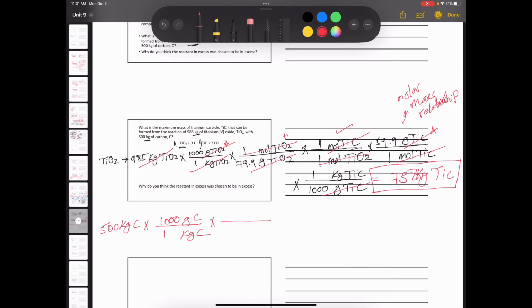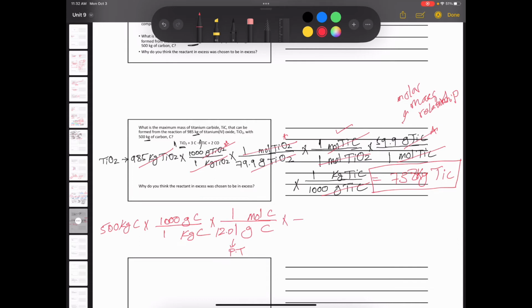I need to convert that into moles before I use my stoichiometric relationship using the coefficients. So in order to convert the grams into moles, I have to have mole carbon up here and a gram carbon down here, so I can cancel out the grams. Every 1 mole of carbon equals 12.01 grams. Again, where do I get this number from? From the periodic table. Okay, now I have moles of carbon.